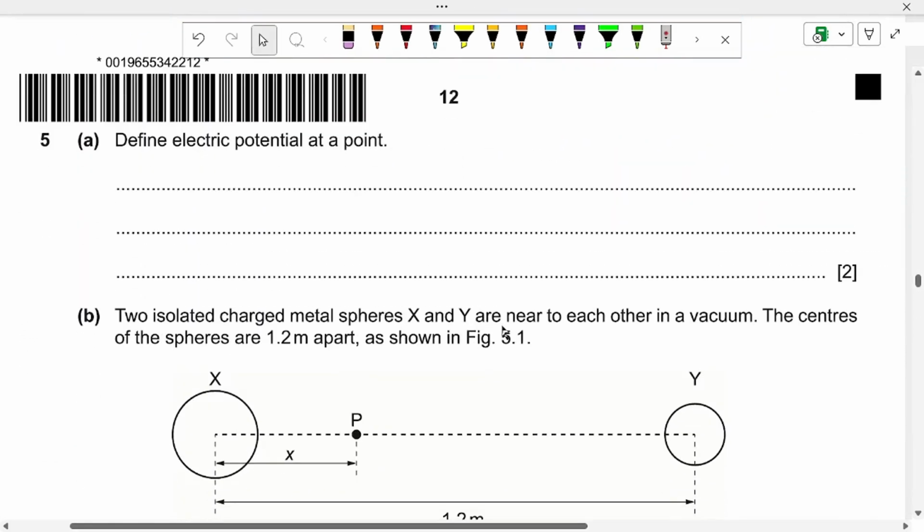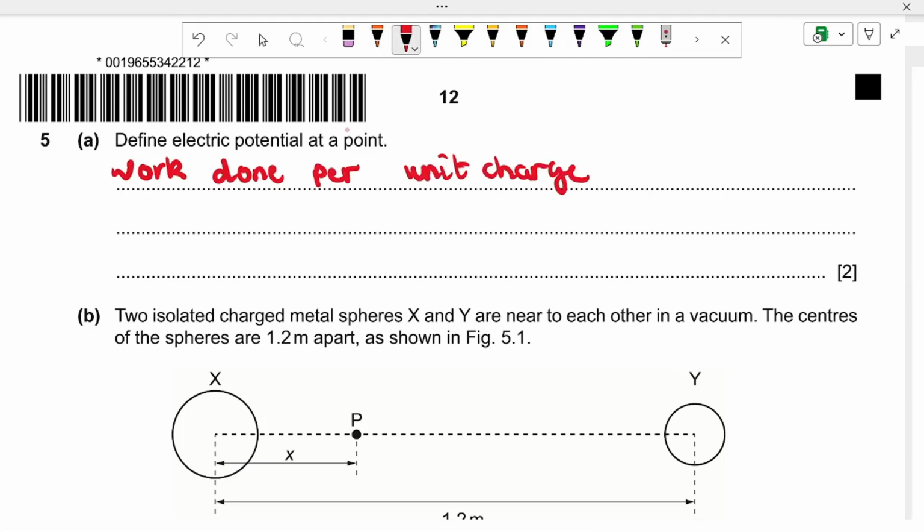Okay, next point. Define electric potential at a point. You have a specific point, a tiny little point, and you want to define electric potential at that specific point. So what is electric potential? It's just the work done per unit charge in moving it from infinity to the point.